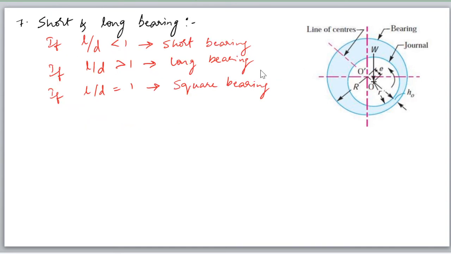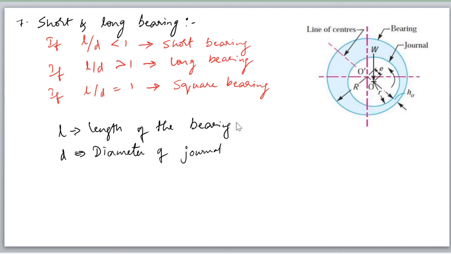And next is the short and long bearing. L is the length of the bearing and D is the diameter of the journal. If L by D is less than 1, then it is known as a short bearing. If L by D is greater than 1, it is a long bearing, and if L by D is equal to 1, then it is a square bearing.